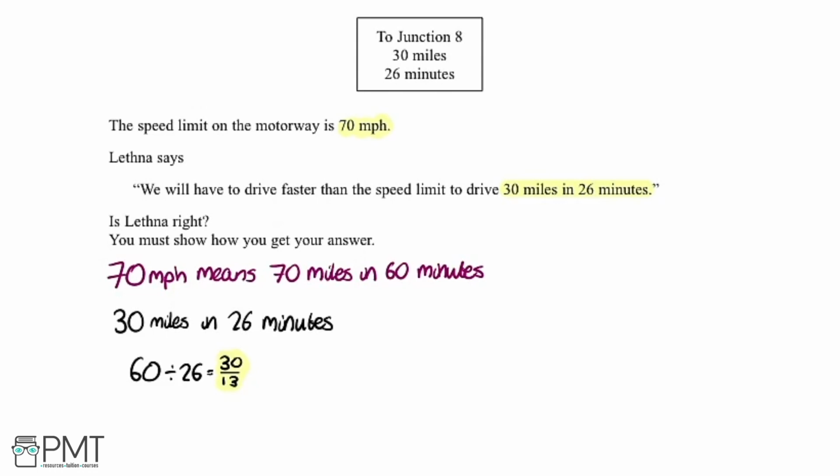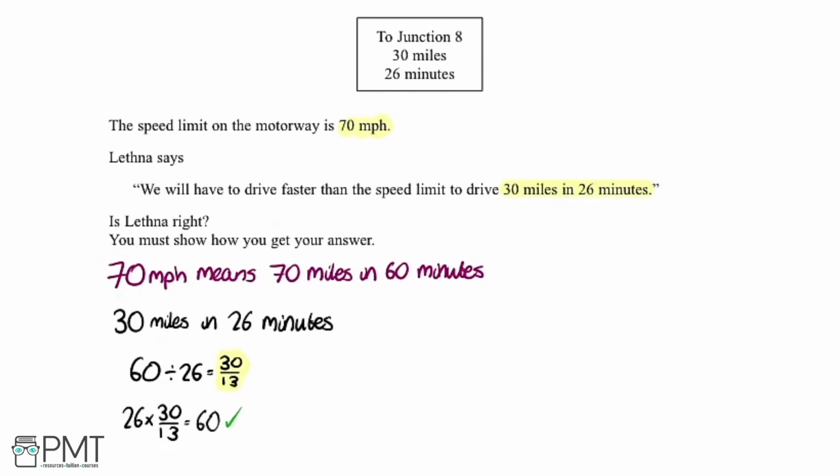Now what we can do is treat this a bit like a ratio. So we've got a ratio of 30 miles to 26 minutes. But what we're going to do is get the ratio to be in 60 minutes, and we're going to use the multiplier we just worked out. Just to check that we got it right, we're going to start with our minutes first. We're going to have 26 times our multiplier, 30 over 13, and that gets 60 as we would expect. So we know we've worked that out right.